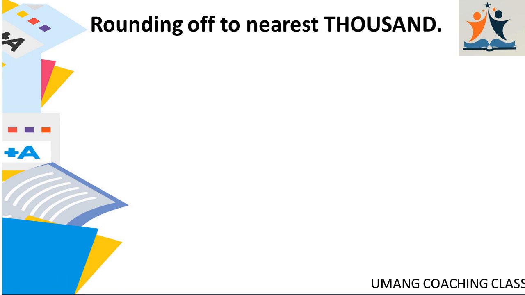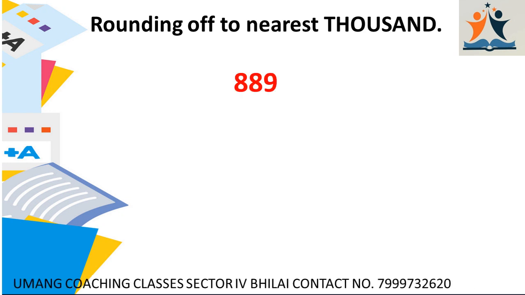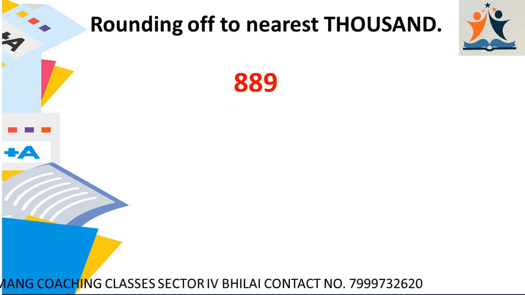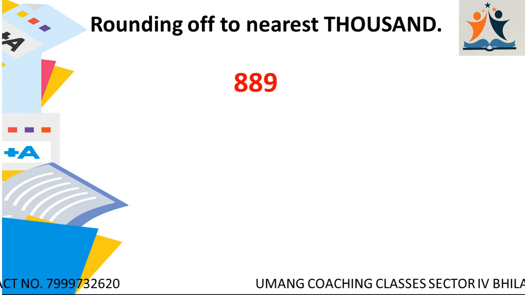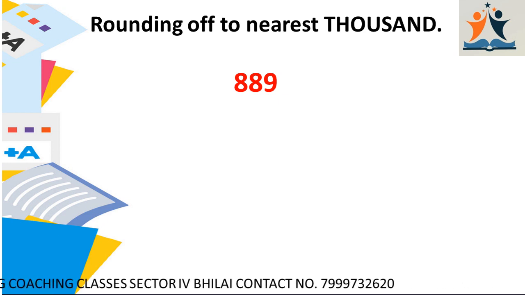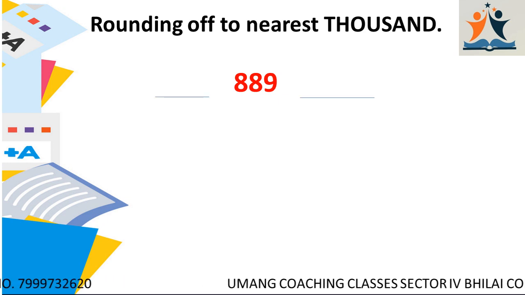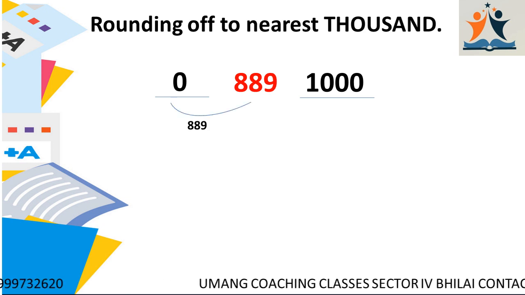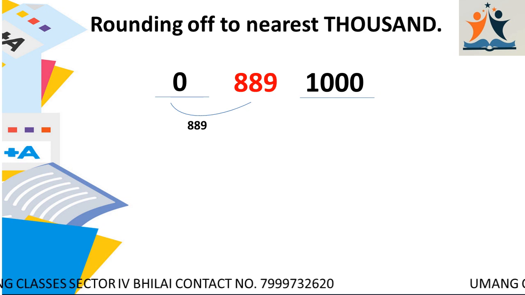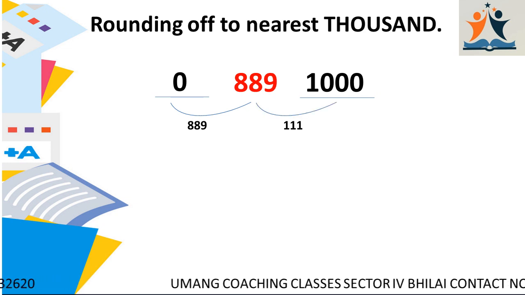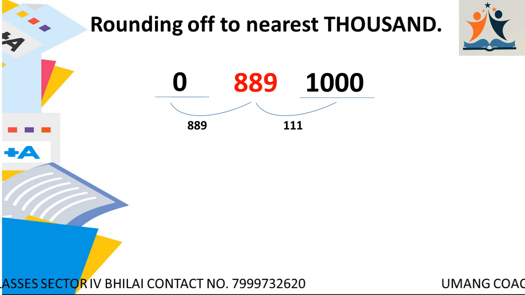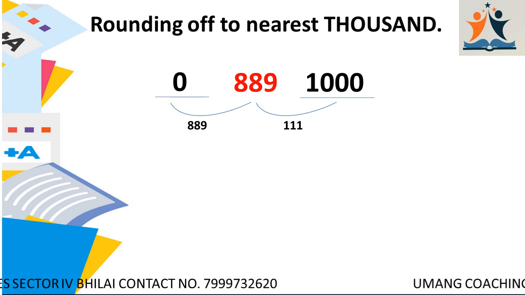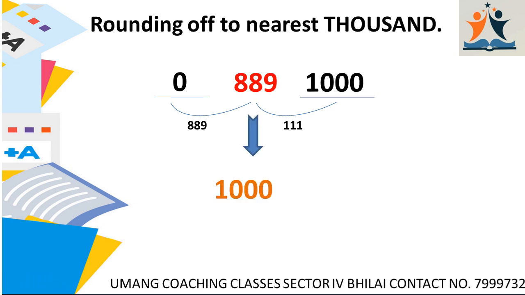So let's see another example for rounding off to nearest 1000. Let's suppose the number 889. See, we are repeating the number which we have done for nearest 100. So let's also see the difference between them. For 889, the two nearest 1000s will be 0 and 1000. The difference between 889 and 0 will be 889, and the difference between 1000 and 889 will be 111. So it is much nearer to 1000 as compared to 0. So the round off figure for 889 will be 1000.